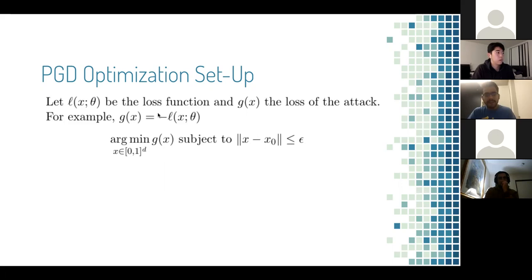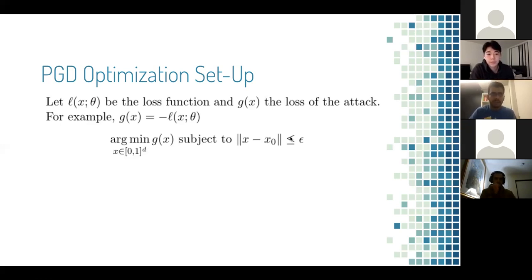But instead, in adversarial attacks, you want to, in some sense, find the image that maximizes the loss. So that's what this argmin refers to. You want to find the x. The x is the image where you have, say, D pixels normalized to 0, 1. So you want to find the image that minimizes g of x, which is equivalent to maximizing the loss, subject to the constraint that your corrupted image x should not be very far away from the original image. It should be within epsilon of the original image. So that's the broad idea.